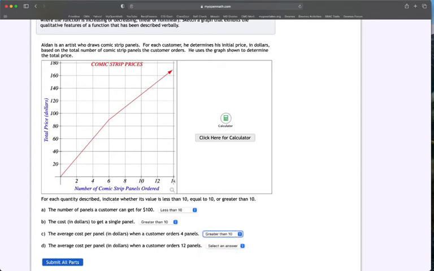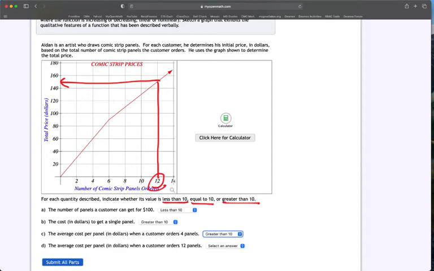And then the average cost per panel when a customer orders 12 panels. Well, if we find 12 panels on our grid and go straight up to our graph and straight over, that looks like that's around $150. But remember, we don't have to get exact. We're just trying to see whether that value would be less than 10, equal to 10, or greater than 10.